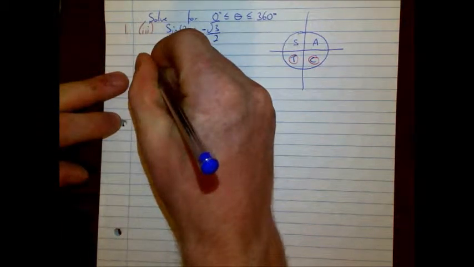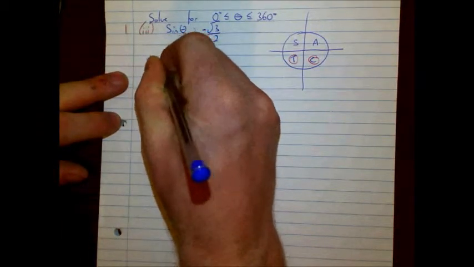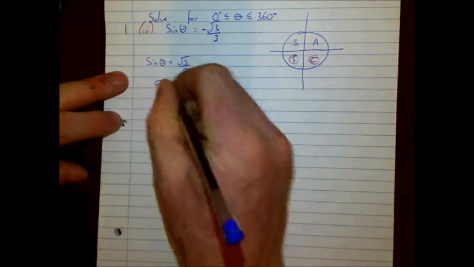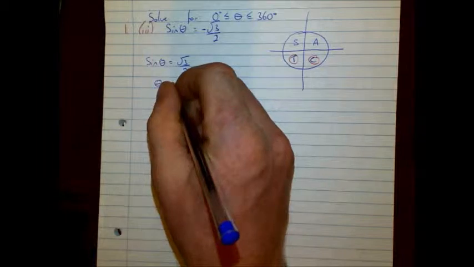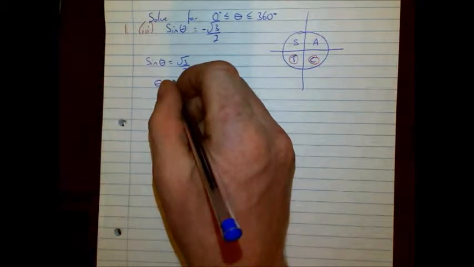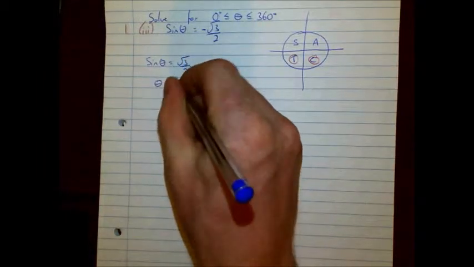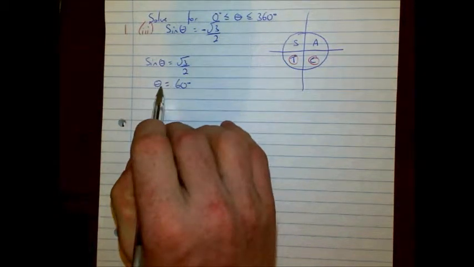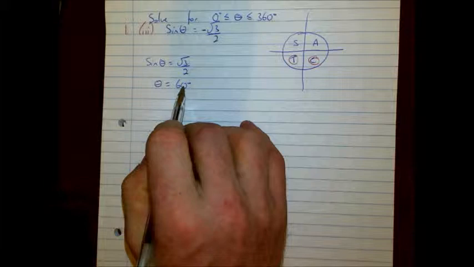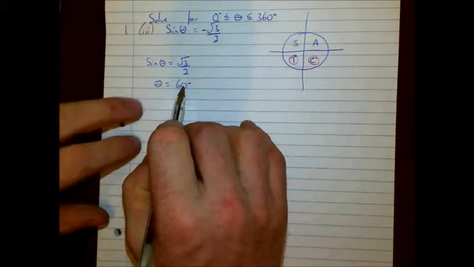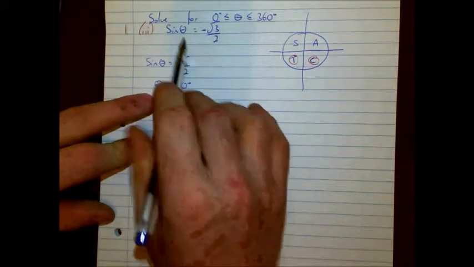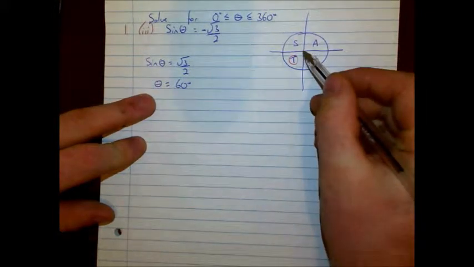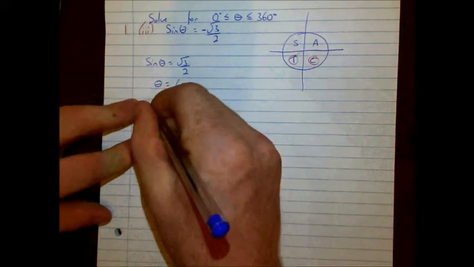Now, if the sine of theta was equal to root 3 over 2, then theta would be equal to, we go to our log tables, we figure it out, we get 60 degrees. So if sine of theta was root 3 over 2, we'd get theta is equal to 60 degrees. However, it's not root 3 over 2, it's minus root 3 over 2, which means it's going to be in the third quadrant. So what do we do?